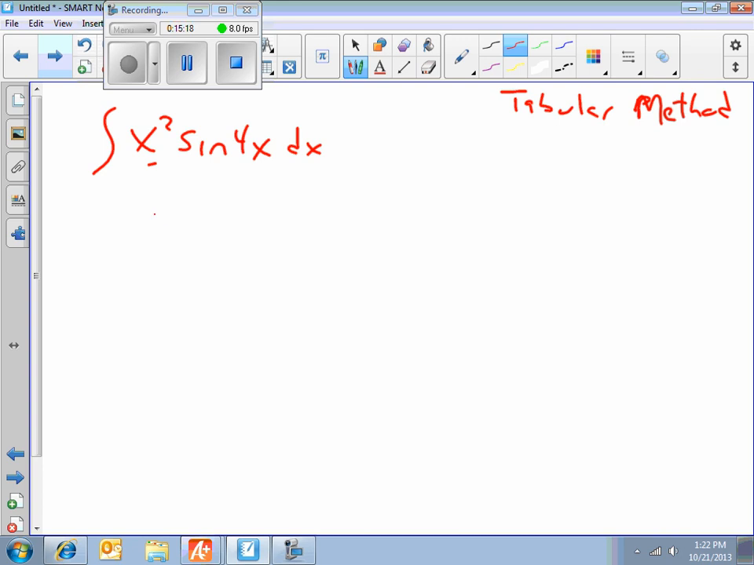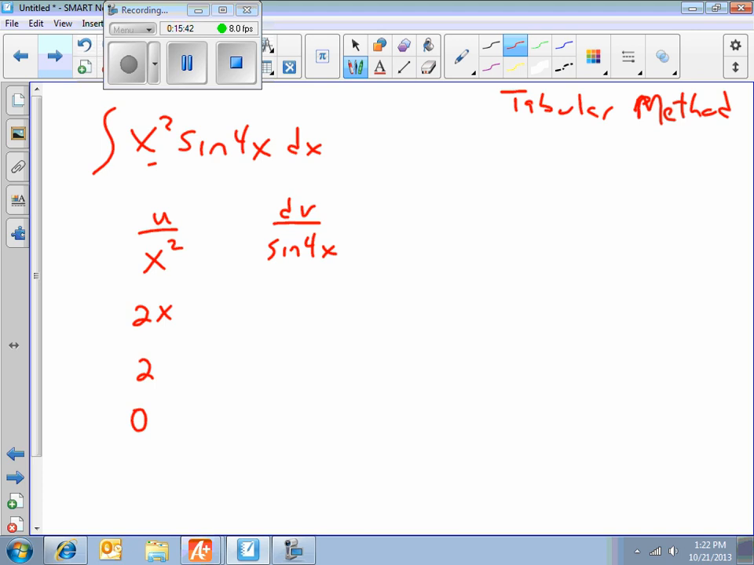So the tabular method is choose the u like you normally would. So in this case, x squared. Choose your dv, in this case, sine of 4x. And since I know I've got to keep taking the derivative of that, I'm going to take the derivative of x squared until I'm down to 0. So 2x, 2, and 0.